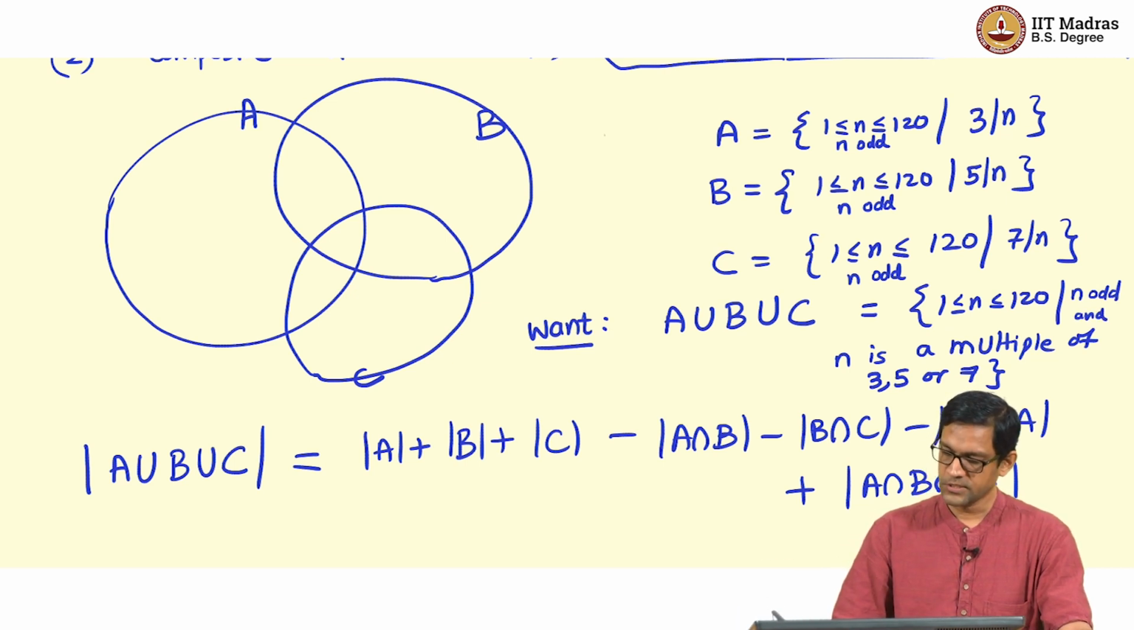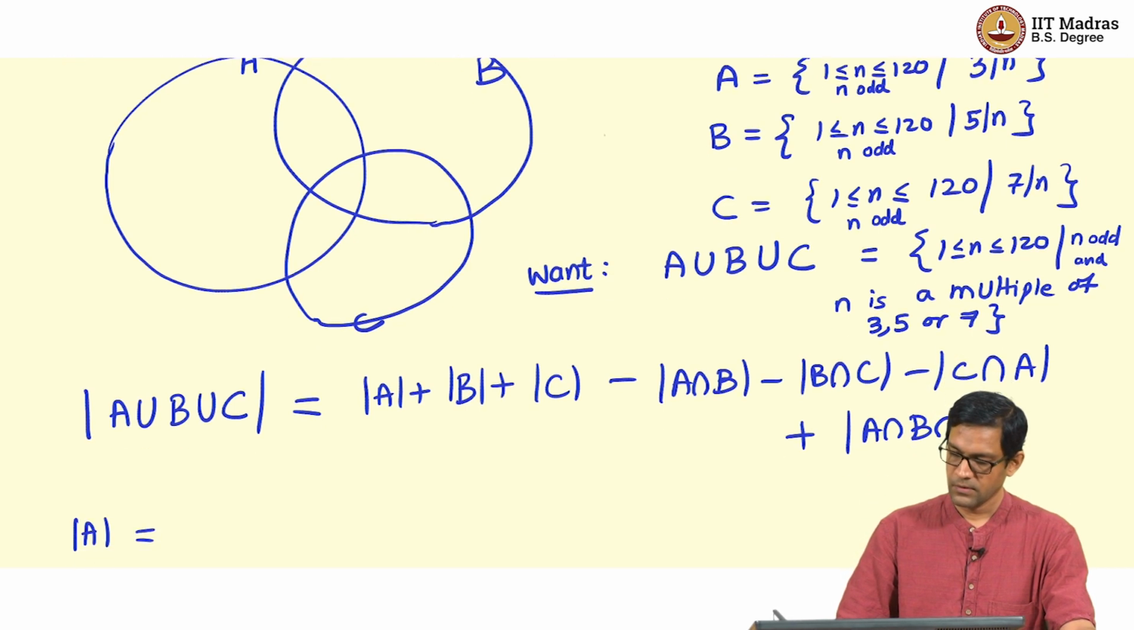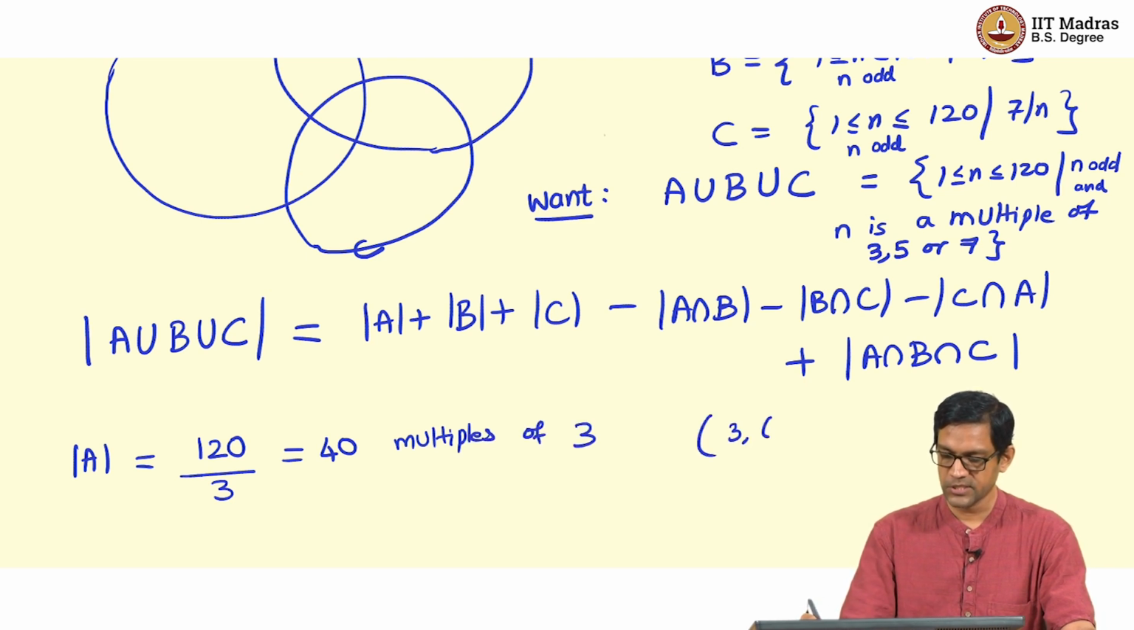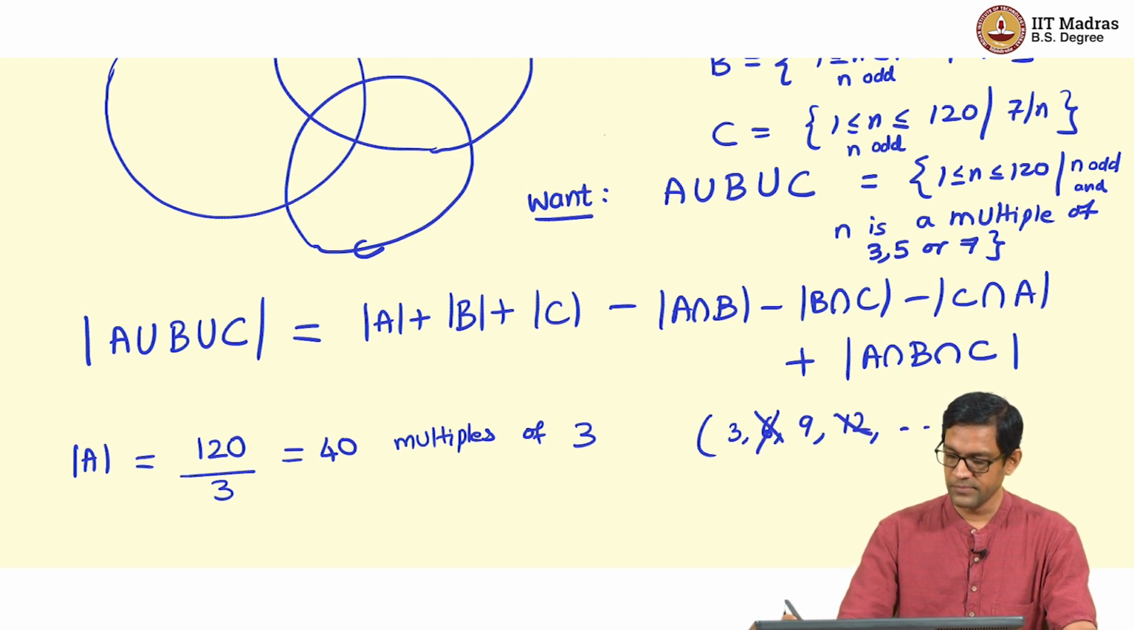Now let's try to find out the cardinalities of each of these sets. So how many multiples of 3 are there from 1 to 120? 120 divided by 3 is 40, so I have 40 multiples of 3 from 1 to 120. They are 3, 6, 9, 12 and so on, but of course every alternate one of them is even. So I am only looking at the odd multiples. Out of this 40, there are only 20 odd multiples.